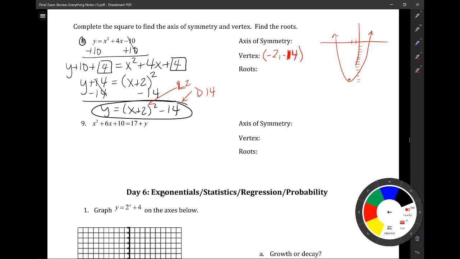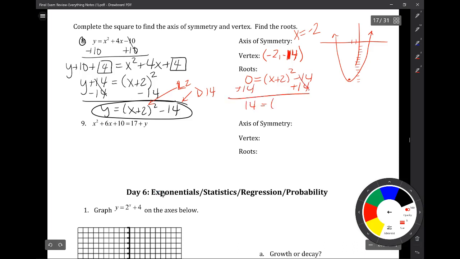And if the vertex is -2, -14, then the axis of symmetry is just the x value of the vertex point. The roots we just did on the last page, it's when y equals 0, so I would set this equation equal to 0. And I would add the 14 back to the other side. And square root both sides. You get a plus or minus in front of the 14. And move the 2 over. So you get -2 plus or minus the square root of 14. Those would be your roots.